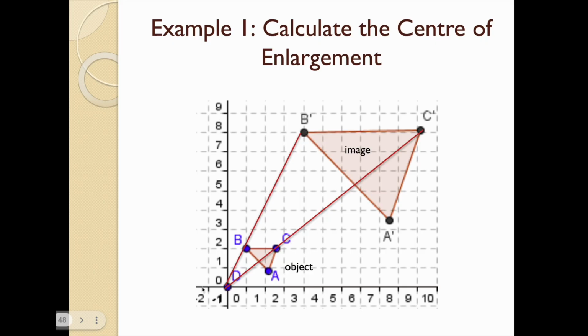All right. What's the next line we want to do now? A prime straight through where? Go straight through A. You see? But look where they all intersect. You see where they intersect? Good. So that means where they intersect is 0, 0. So 0, 0 is the center of enlargement.